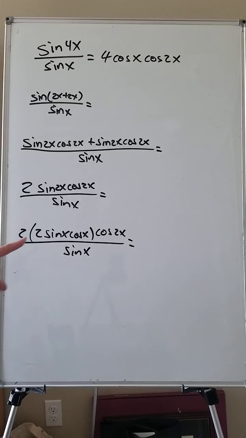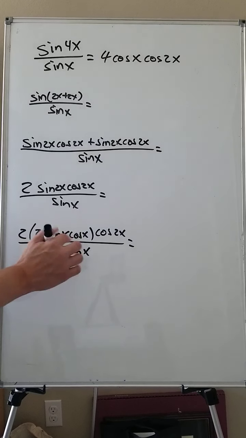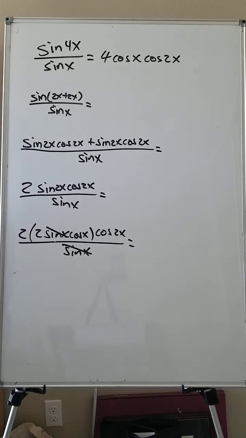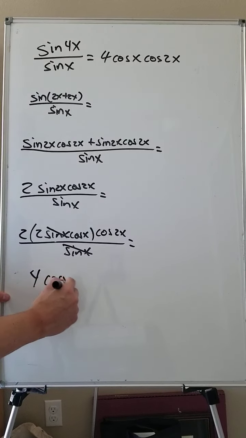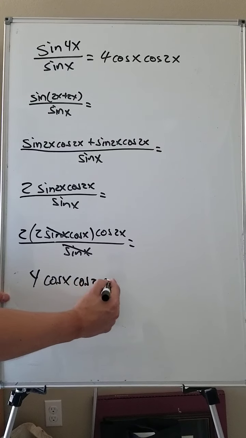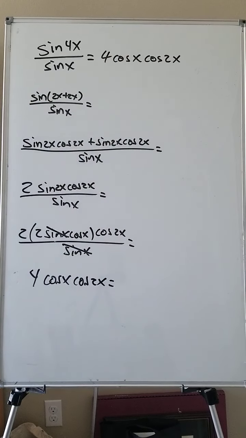And now I can cancel out this factor of sine x with this factor of sine x, because those are the same angles, or those are the same arguments there. So sine x cancels out with sine x. So what do I have? I have 2 times 2, which is 4. So I have 4, and then I have a cosine x, and then I have a cosine 2x, and that's exactly what I was trying to get. Okay.